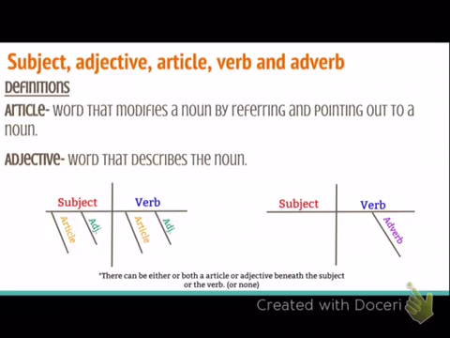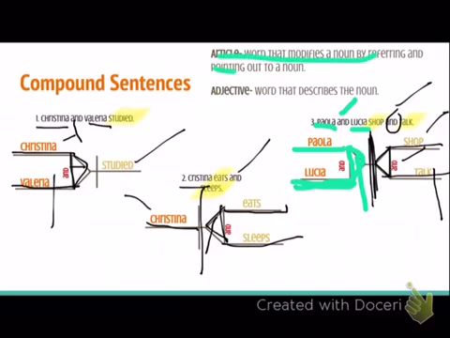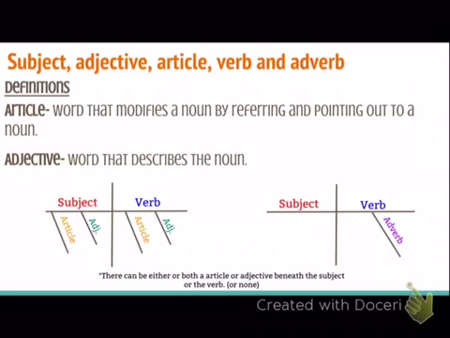So we're going to write it right here, and that's it. Now we're going to do some sentence diagramming with subject, adjective, article, verb, and adverb. So definitions. Article, word that modifies a noun by referring and pointing out to a noun. Adjective, word that describes the noun. And an adverb is like an adjective, but instead of describing the noun, it's describing a verb. So we're going to see how it's diagrammed.